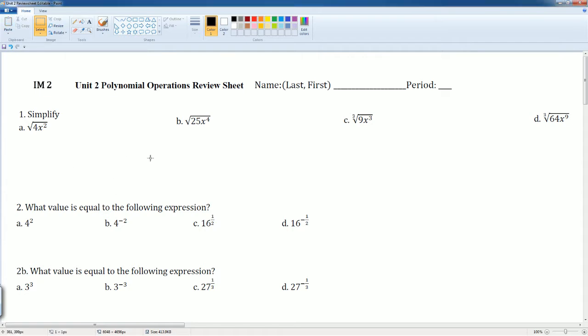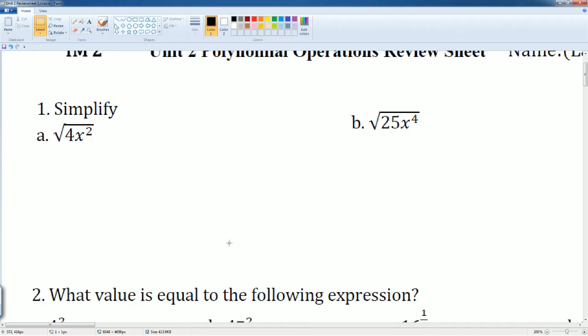Number 1 asks us to simplify all these rational exponents inside these radicals. What you need to understand is the radical represents a 1/2 exponent. So radical x, or the square root of x, is equal to x to the 1/2 power. So this is what you want to do here.